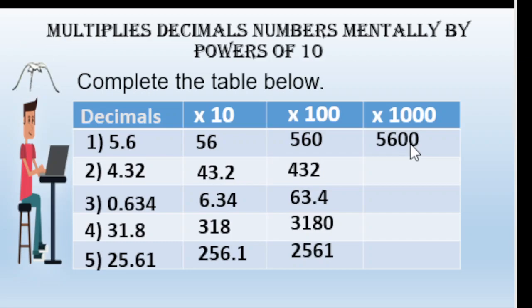So same as the 4.32, the decimal point is here a while ago, so move 1, 2, 3. That's why it becomes like that. Now the 6.34, move 3 times, that's it. The 31.8, move it thrice, and then even the 25.61, move it thrice. Take note of the 0 in multiplying by a power of 10.